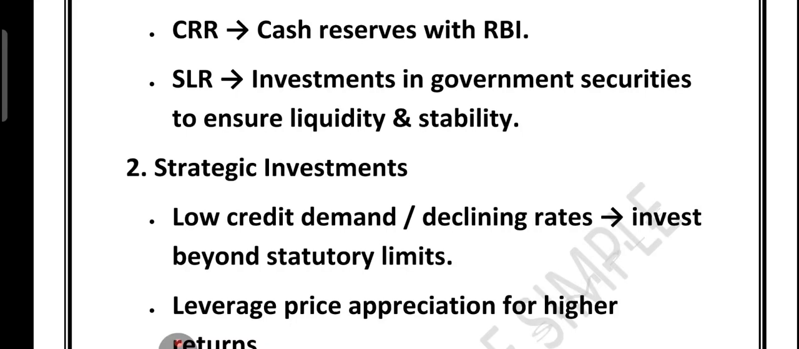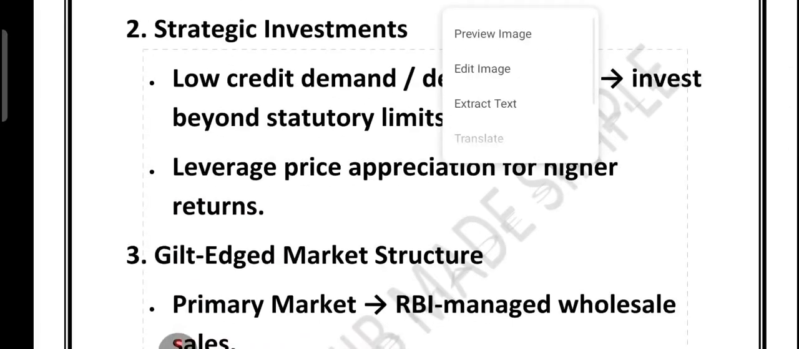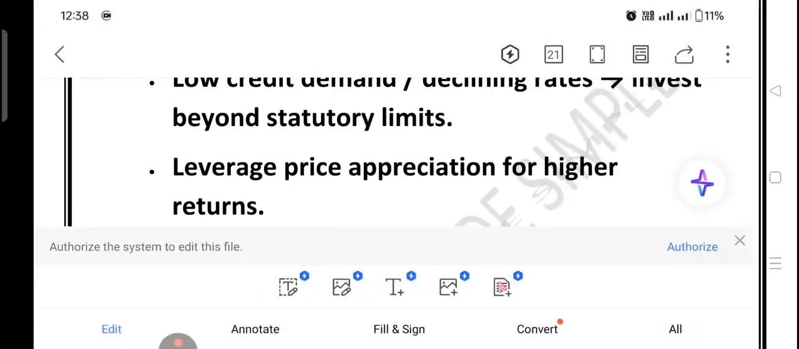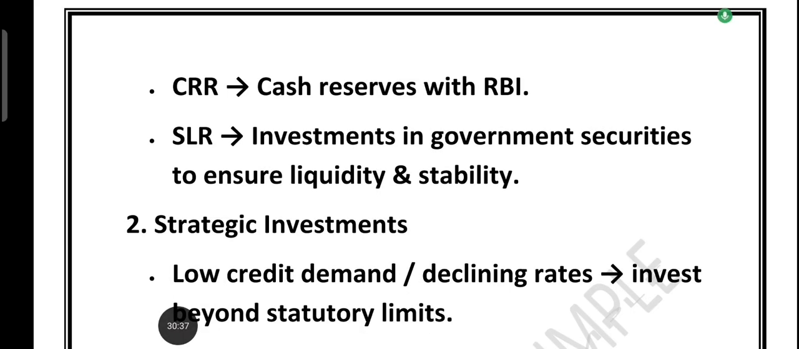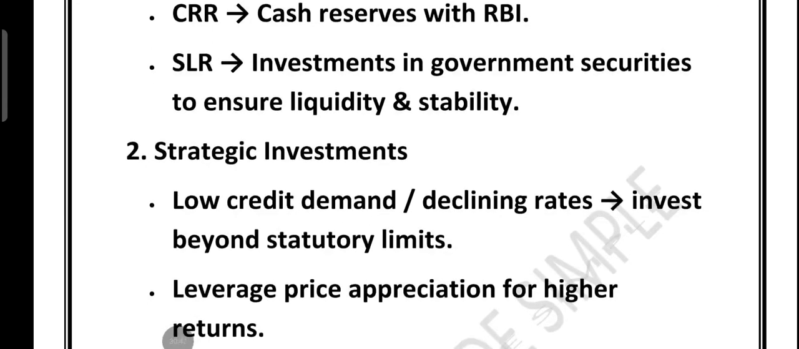SLR means statutory liquidity ratio. Banks invest in the government security to maintain stability and liquidity. So that is called SLR. Right. Now strategic investment. What is the meaning of it? Sometimes, when loan demand is very low or interest rate declines, banks can invest beyond a statutory limit. This allows banks to benefit from price appreciation in the government security and earn higher interest.